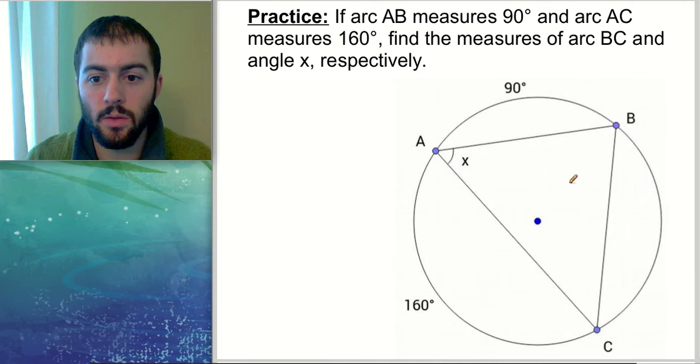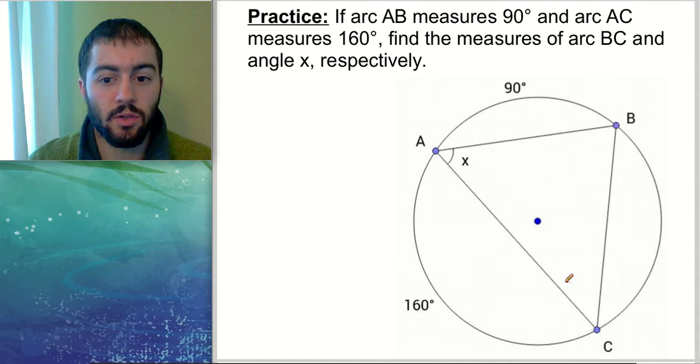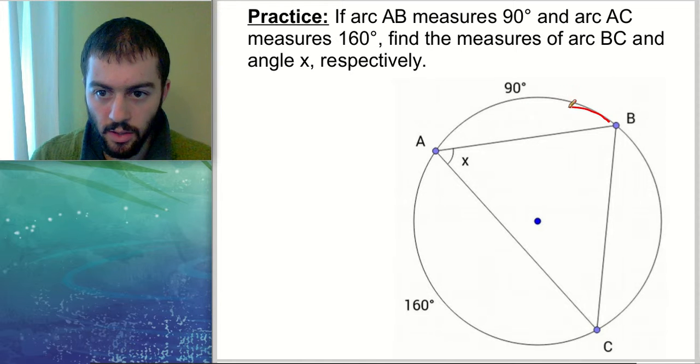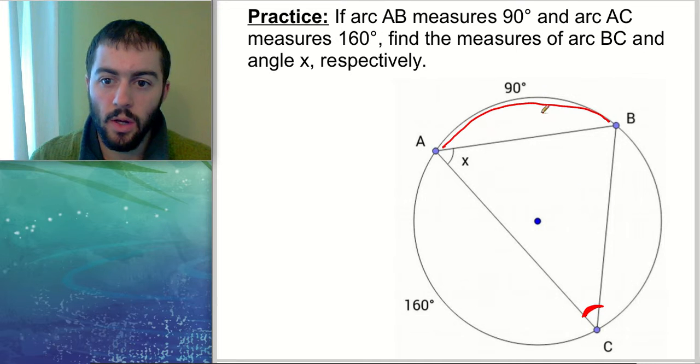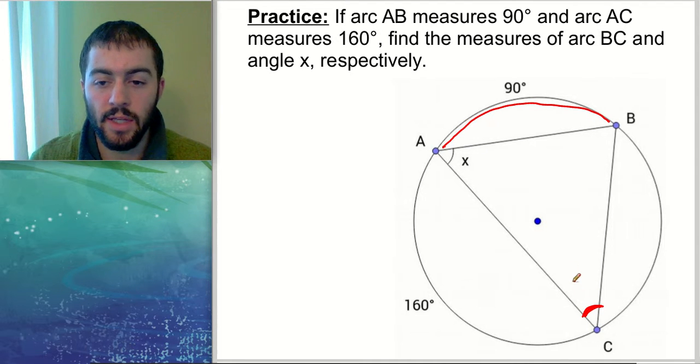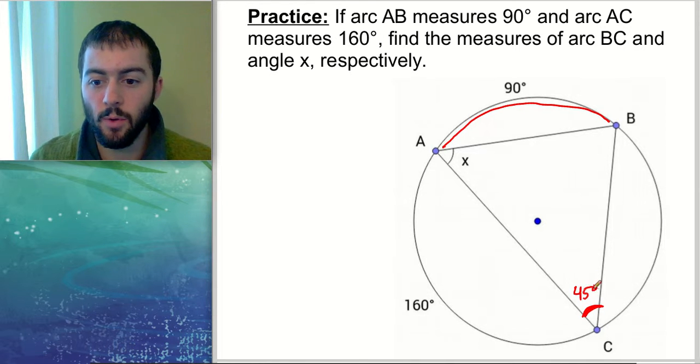So what we can do here is use our inscribed angle rule, right? So we have an arc here, 90 degrees for the measure of arc AB. This would be the intercepted arc for the inscribed angle down here, angle C. So again, with inscribed angles, we know that the angle is half of the intercepted arc. So we have 90 degrees here. If we take half of that, that would give us 45 degrees down here for angle C.